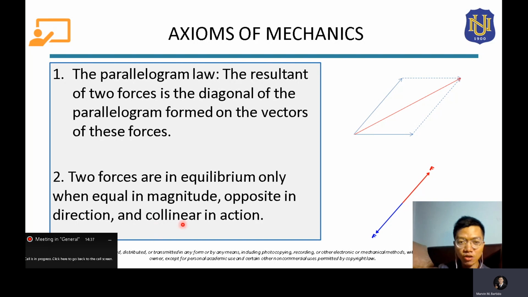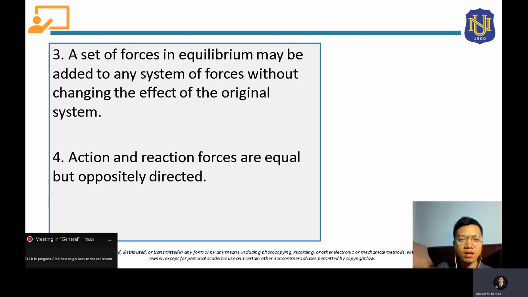Okay, and then the third condition, it should be collinear in action. So for these forces, they should be collinear. As we can see, they are actually collinear. So they have the same line of action, right? Since these forces satisfy these three conditions, we can say that these two forces are in equilibrium.